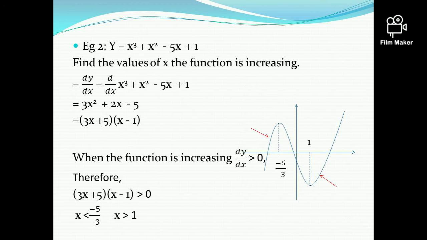Let's come back to example number 2. In this question, they ask us to find the increasing range for the function y equals x cubed plus x squared minus 5x plus 1. From the previous theory itself, we can understand that if the function is increasing, its dy by dx must be greater than 0. Initially, let's find the first differentiation of the function x cubed plus x squared minus 5x plus 1.